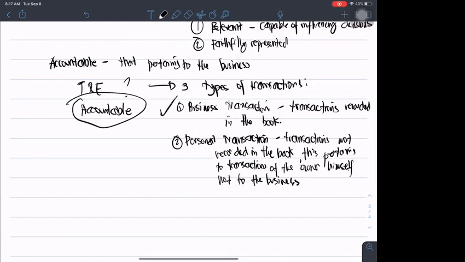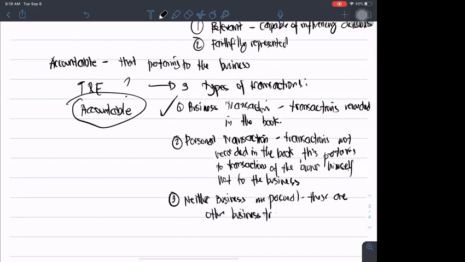Business transactions are accountable. And when can we say that it is accountable? You should properly measure it. It must be probable and it must meet the definition. Are we clear? And the third type of transaction is neither business nor personal. So these are other business transactions that are not accountable.